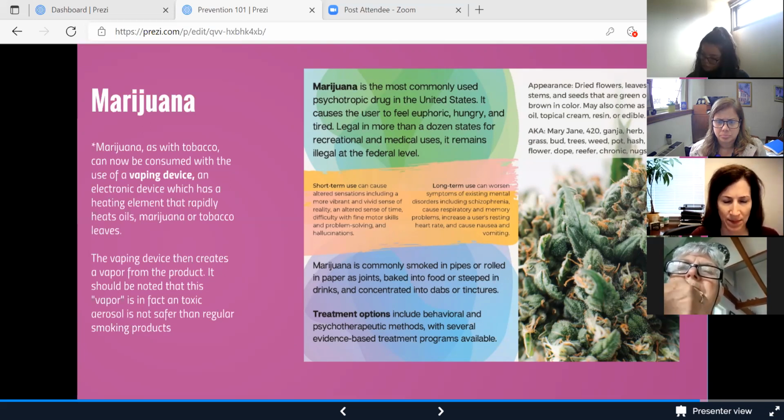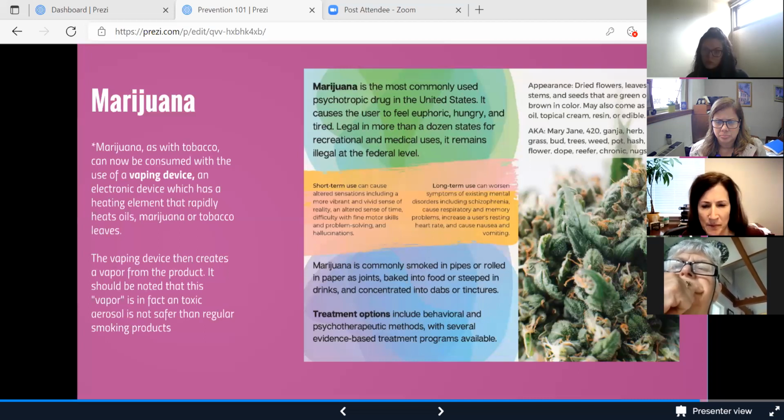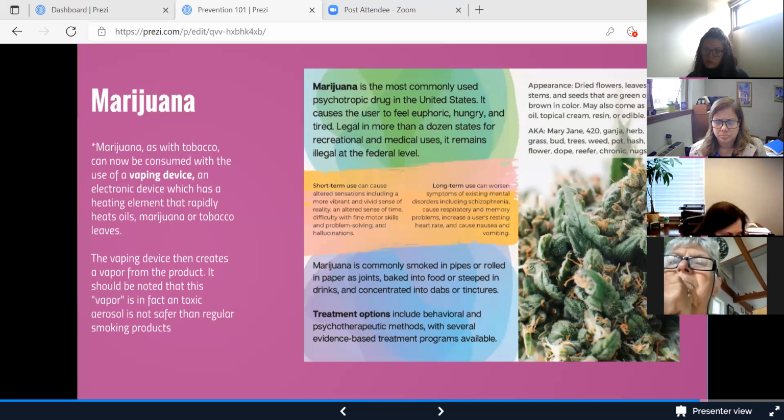One of the things that is emerging with marijuana use is that, like tobacco, it can be used with a vaping device. Vaping devices are electronic devices that have heating elements on the inside of them. They rapidly heat oils and allow the user to smoke them as a vapor. It is actually an aerosol that is smoked out, and it is just as toxic as a regular smoking product.